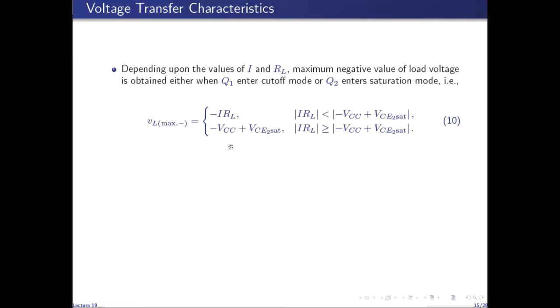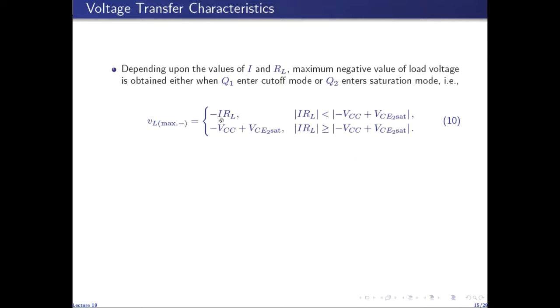So it's a race between Q1 and Q2. If Q1 enters cutoff mode before Q2 enters saturation mode, then the maximum negative value of the load voltage will be limited by Q1. If Q2 enters saturation mode before Q1 can enter cutoff mode, then this maximum negative value of the load voltage will be defined by Q2.